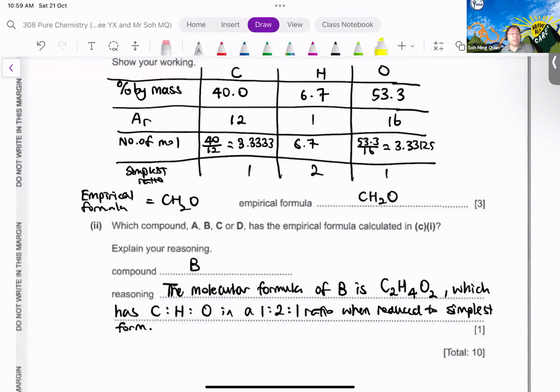Okay. The explanation, which compound has the empirical formula CH2O? This one I think is probably easiest to explain like this. The molecular formula of B is C2H4O2. Just add everything up. It's got 2 carbon, 4 hydrogen, 2 oxygen. So 2, 4, 2, right? So in the simplest ratio, it'll be 1, 2, 1, which fits the empirical formula, right? 1 carbon, 2 hydrogen, 1 oxygen. So this is probably the simplest way to explain it.